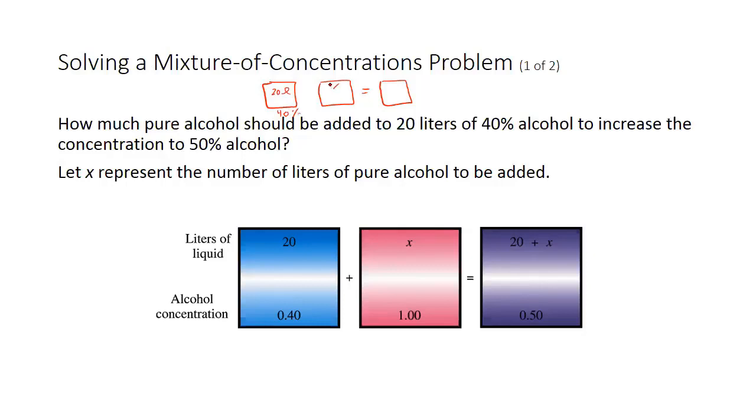Here I don't know how much we're going to add, but I know the strength here is 100%. If I add this 2, I should get this final result. Now the amount is pretty clear, 20 plus X. The amount will be 20 plus X. And the strength, it says I want to be 50%.